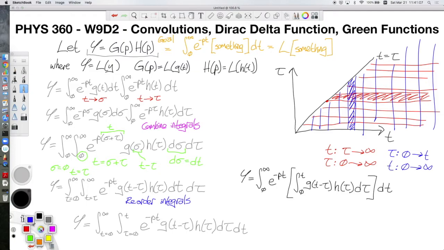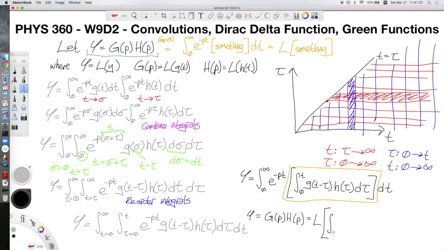Now does this look familiar? This is something that we were trying to find before, this term right here. So we have arrived at our final answer here. Our function y, that was equal to big G of p times big H of p, is the Laplace transform of this integral from 0 to t of g of t minus tau times h of tau d tau.